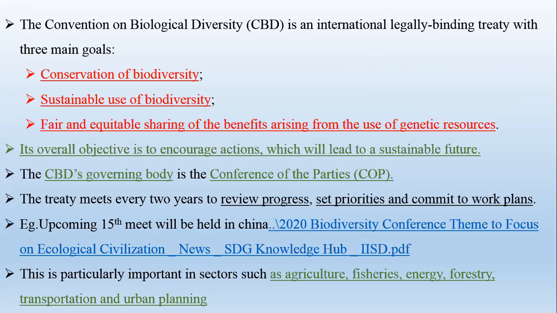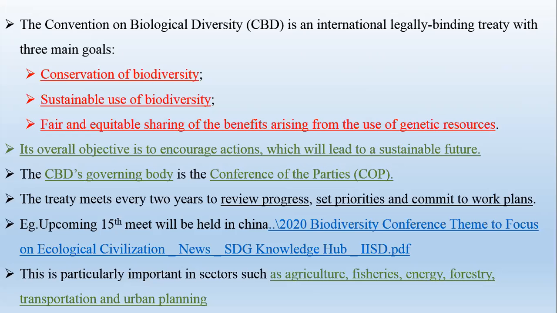Sustainable use of biodiversity, which includes appropriate access to genetic resources, appropriate transfer of relevant technologies, and appropriate funding. Its overall objective is to encourage action which will lead to a sustainable future. Okay, so we need to go for both aims, that is protection and at the same time use of the resources in the proper manner. So that is our sustainable use of biodiversity.